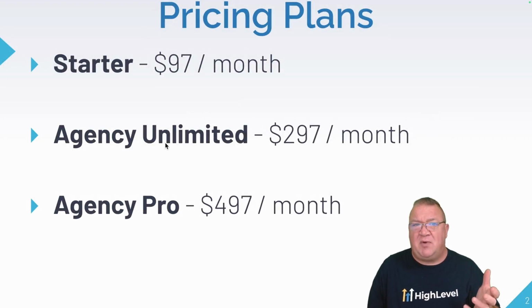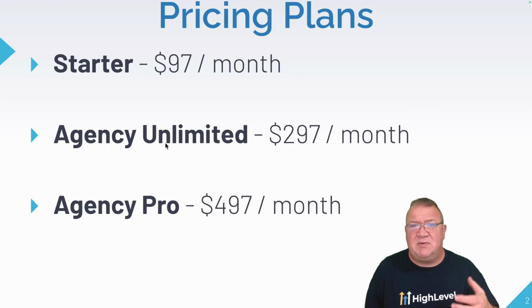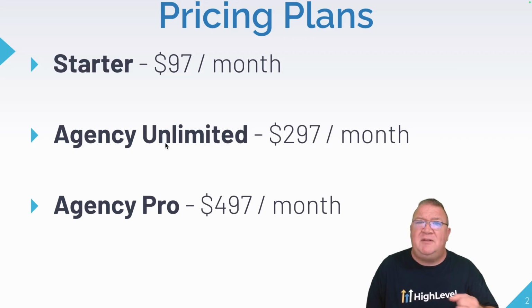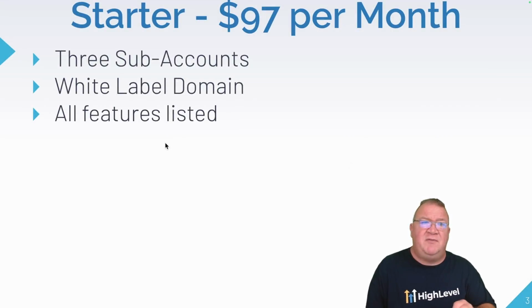So here we see the three pricing plans. Starter is the very basic one, that's $97 a month. Then you go to Unlimited at $297 a month. And then there's the Pro plan at $497 a month. Now, each one of these has its own pros and cons, and we're going to step through them to explain the differences. So moving forward here, the $97 plan is called the Starter plan.